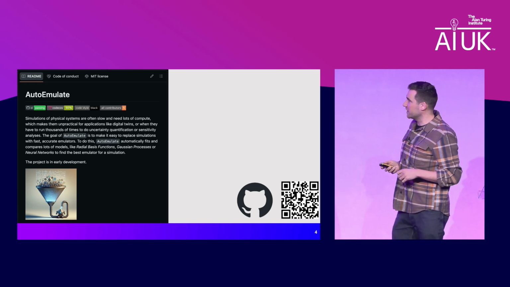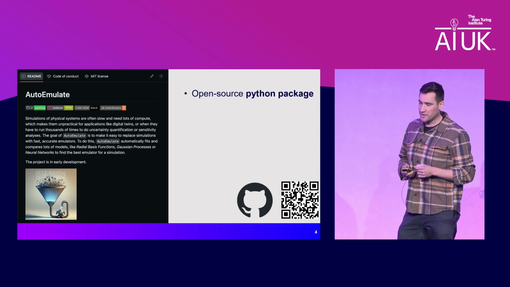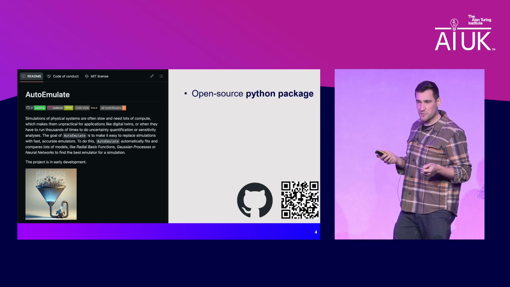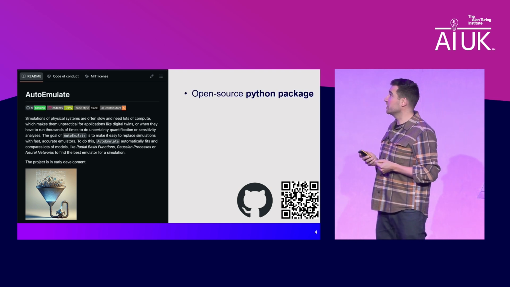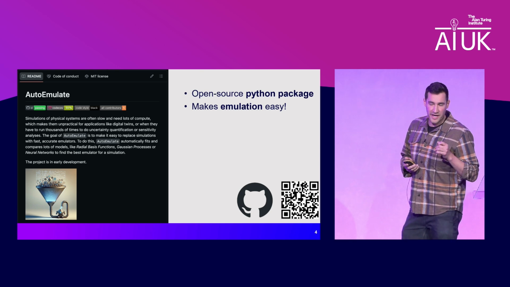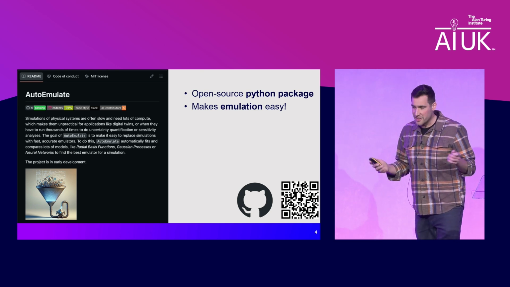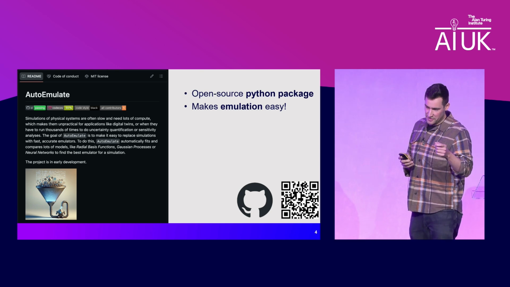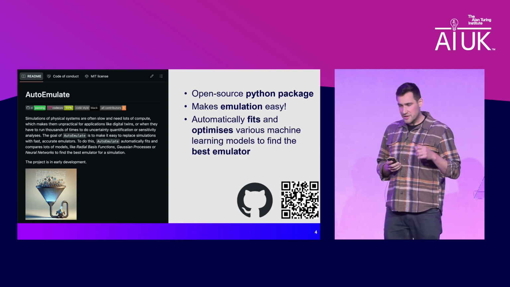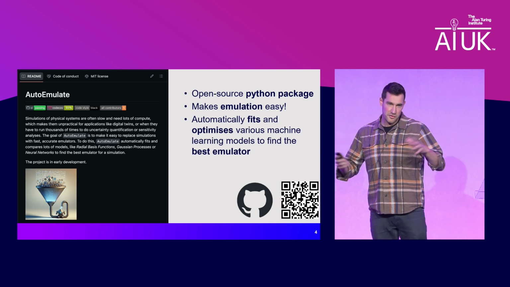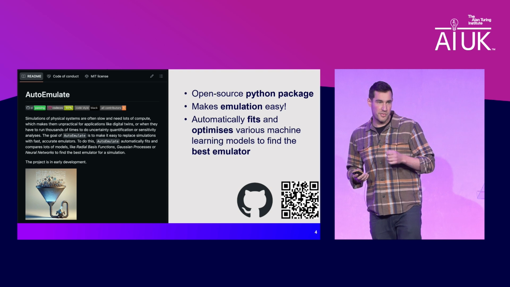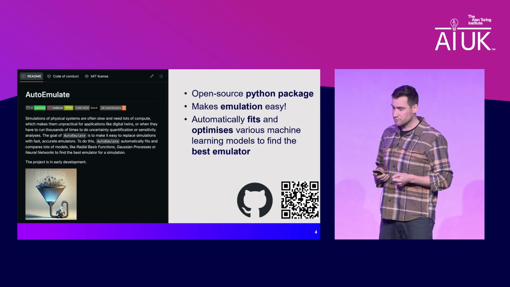So this is AutoEmulate. It's on GitHub. It's an open source Python package. We're developing it at the moment. And the whole idea behind it is to make emulation really easy. What it does in the background is that it automatically fits and optimizes lots of different machine learning models to find you the best emulator for your simulation.